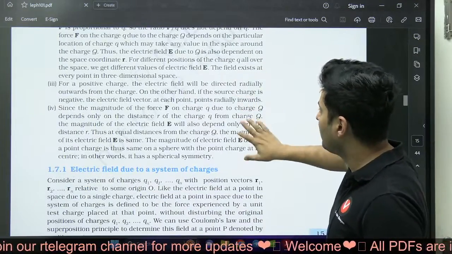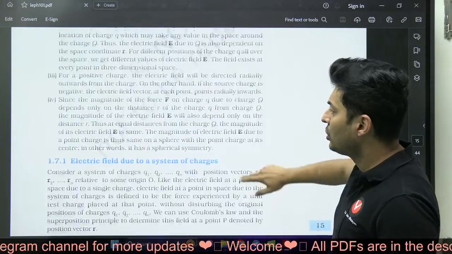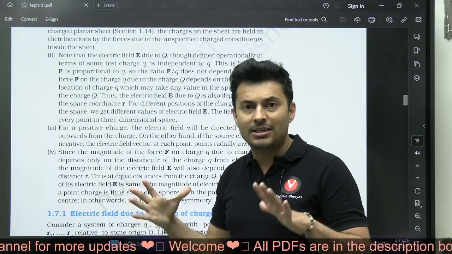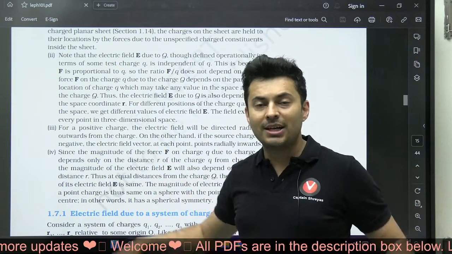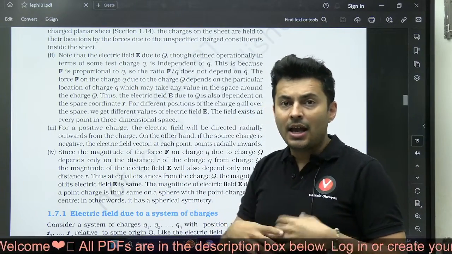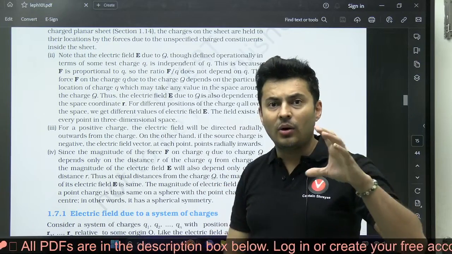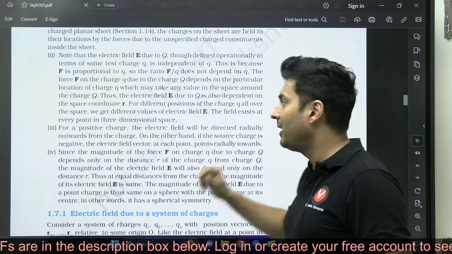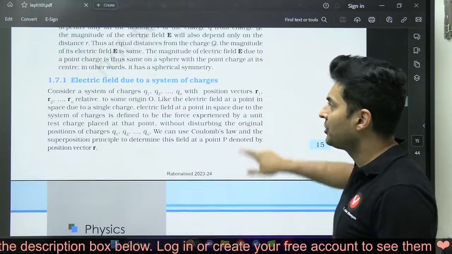Okay, all these things are fine. You should know the field due to a positive charge and a negative charge. Due to a positive charge, it is radially out. Due to a negative charge, it is radially inside. And the field lines always start from a positive charge and end at a negative charge.